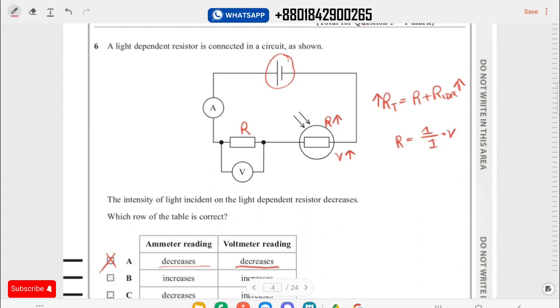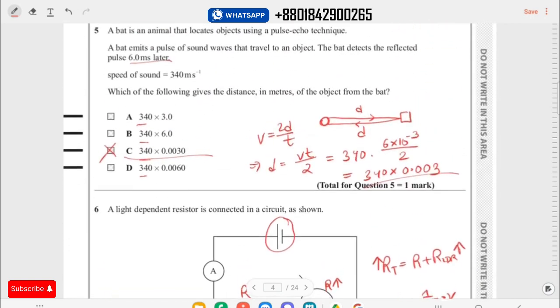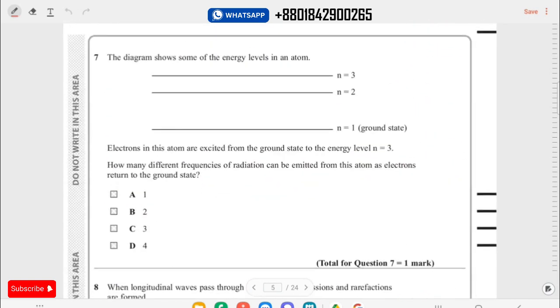Okay. I hope question 6 was clear. It was quite tricky, as the information was provided before the LDR and the requirements were provided for the entire circuit and for the fixed resistor, right? So we'll move on to the next question. I hope 6 was clear.